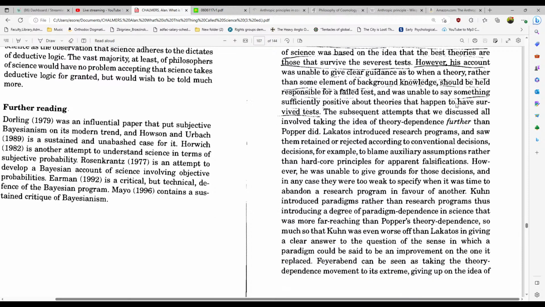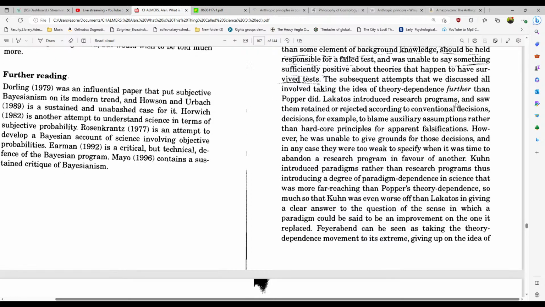Kuhn introduced paradigms rather than research programs, thus introducing a degree of paradigm dependence in science that was far more reaching than Popper's theory, so much so that Kuhn was even worse off than Lakatos. Why? Because it ends up being completely reduced to sociological questions and can't give any clear answer to the question in which a paradigm could be said to be an improvement on the one that it replaced.